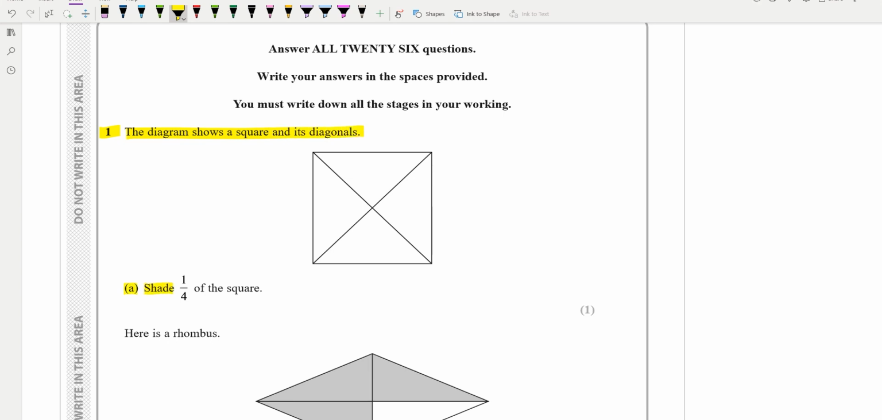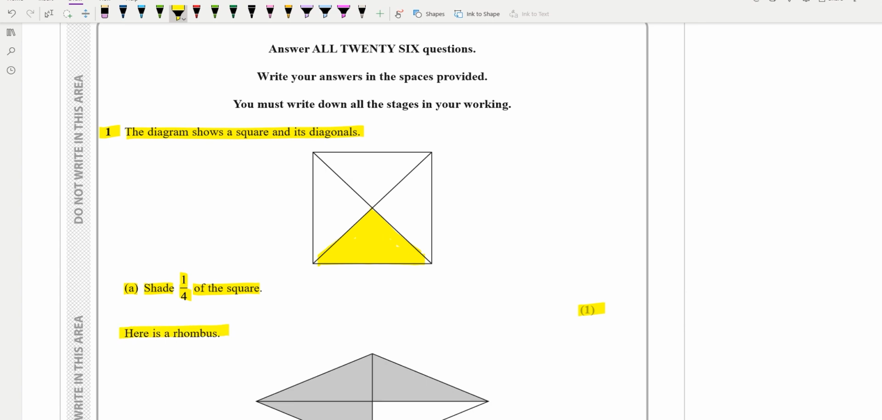Part A: shade 1 by 4 of the square. 1 by 4 of the square, there are 4 triangles. You can shade any one of them. So I'm shading just this one. You can shade any one of the 4 triangles, and this will be the 1/4 of the shape. And this is one mark part which is done.